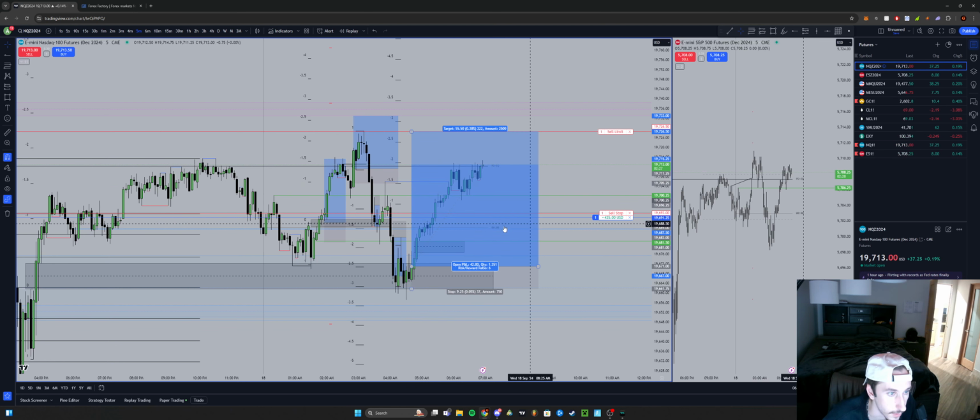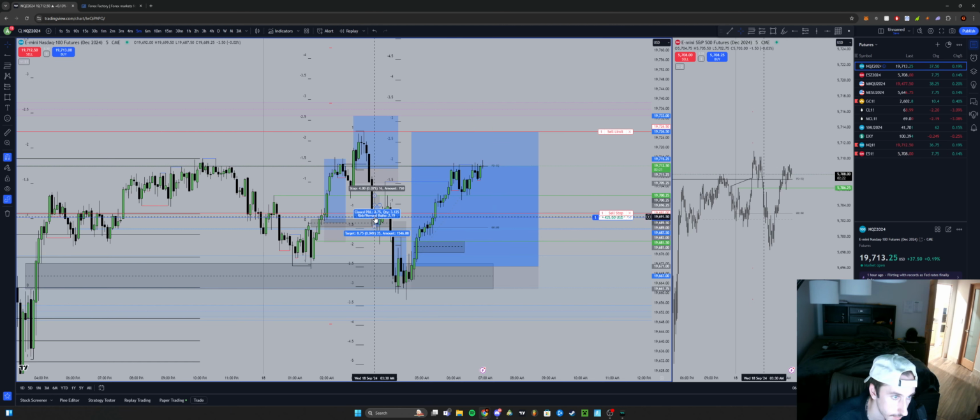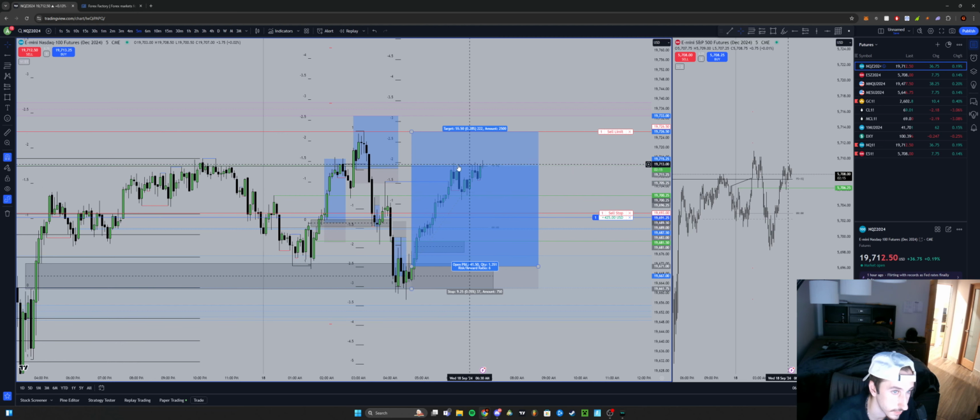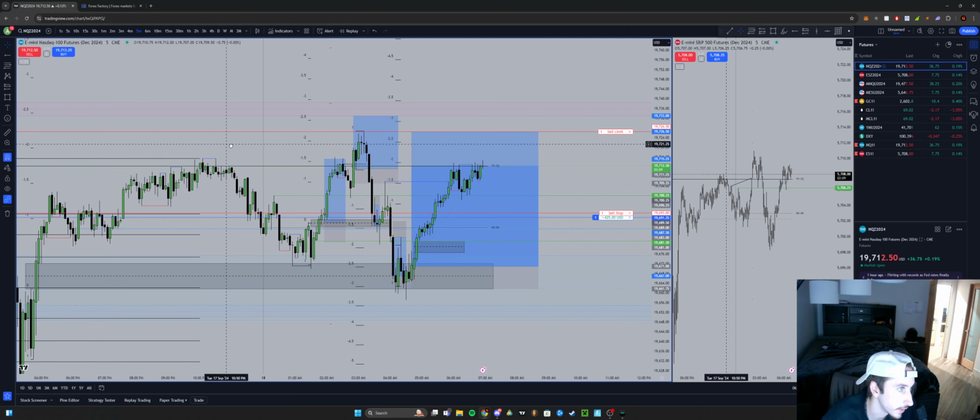And then we inversed this one as well. No tap back into it, surprisingly. I feel like I was thinking we will at some point come back and tap this, but I guess not. But yeah, that's all I'm looking for drawing liquidity.